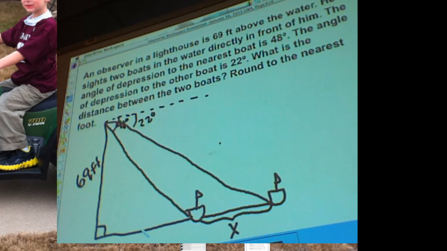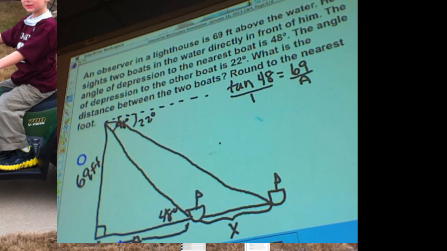Well, first we need to find how far away this first boat is. So we're going to find this distance A. Our angle of depression, this dotted line, is horizontal to this line down here. So if this angle is 48 degrees, this angle is also 48 degrees. And then we can see we have our opposite and our adjacent, which means we need to use tangent. So we have the tangent of 48 degrees equals the opposite over the adjacent.